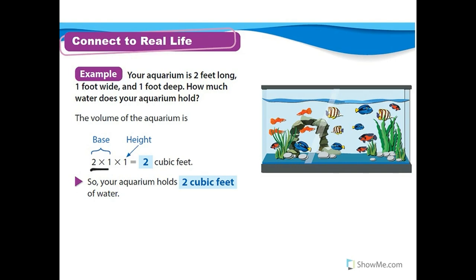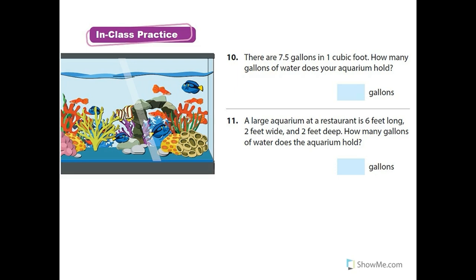So base is 2 times 1 is 2, times height is 1, so 2 cubic feet. So your aquarium holds 2 cubic feet of water. And remember, we can write it like this too, 2 cubic feet. All right, keeping that in mind, we're going to solve number 10. It says there are 7.5 gallons in 1 cubic foot. How many gallons of water does your aquarium hold?